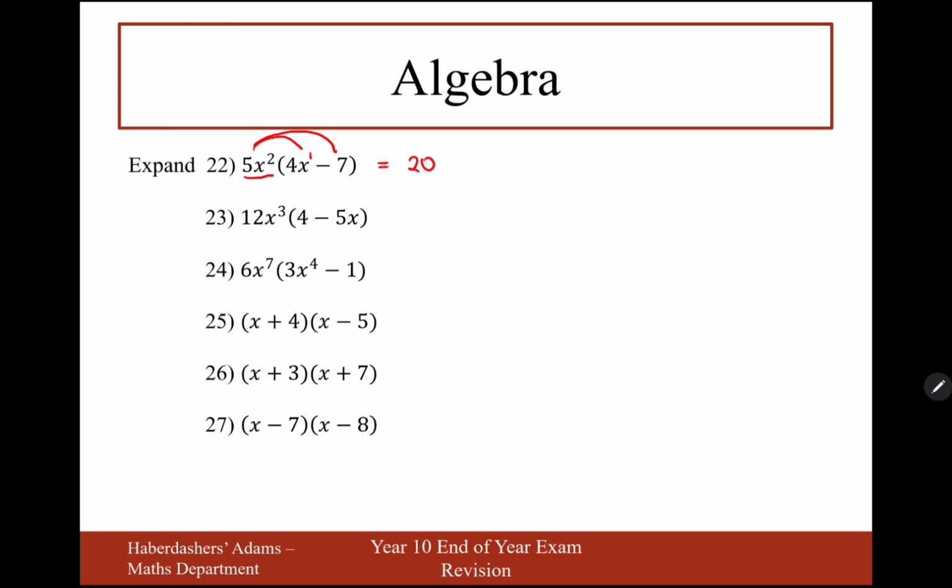But here's the answer, 20x to the 3 minus 35, and then we've got no more multiples of x that we can multiply by, so we'll just have to leave it as x squared. Moving on to 23, it's going to be 48x cubed minus 60x, then there is an invisible 1 on this power here, and you add those powers together, so it becomes x to the 4.